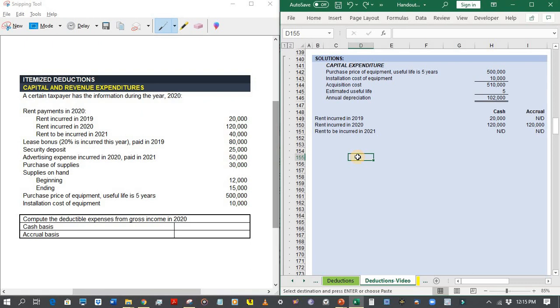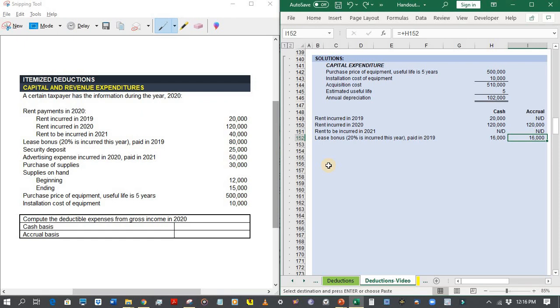So let's now proceed to the lease bonus. The lease bonus is a prepayment. According to the problem, 20% is incurred this year, and the 80,000 was paid in 2019. Again, this is a prepayment, and a lease bonus is a non-refundable payment. Which means that the amount deductible for 2020 is only the amount incurred. Out of this 80,000 pesos lease bonus, 20% is incurred in 2020, and that is applicable to both cash basis and accrual basis. So that is 16,000 pesos, which is 80,000 multiplied by 20%.